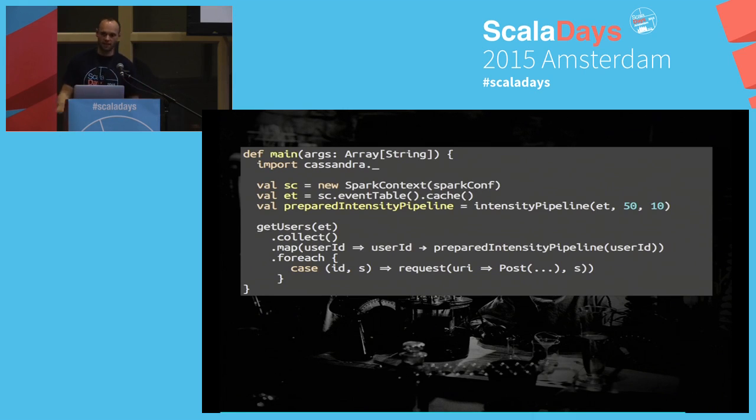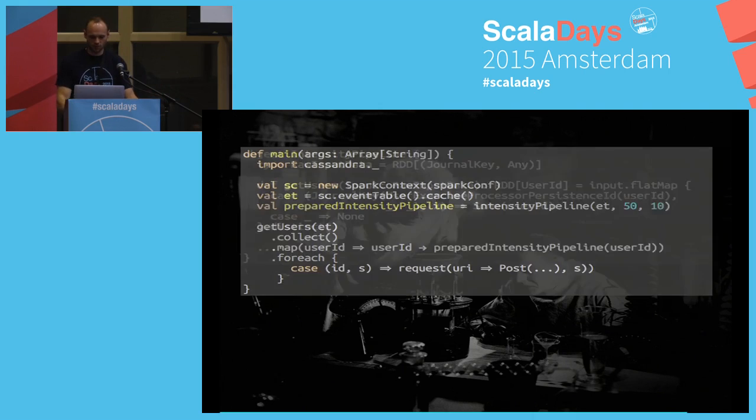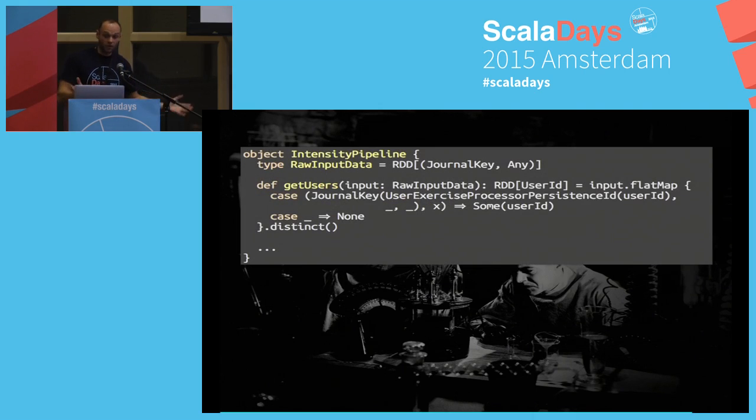Same case classes, same JSON marshallers. It's really simple code. So that's, in the grand scheme of things, what we're doing. Okay, how do we get the users?